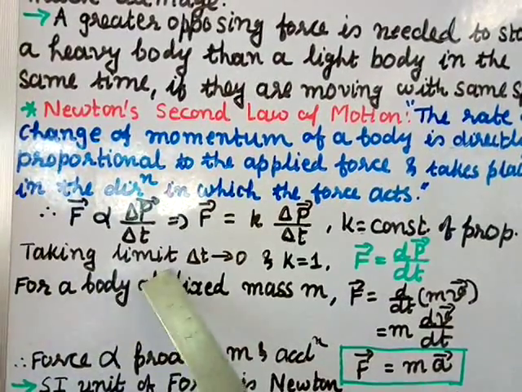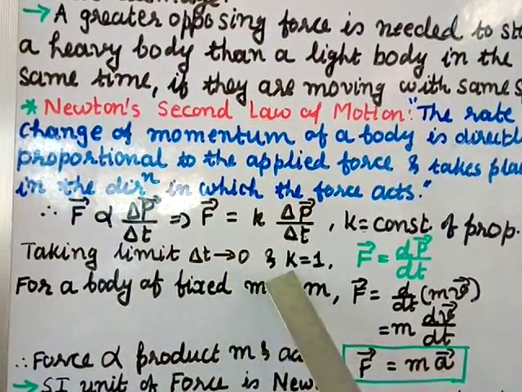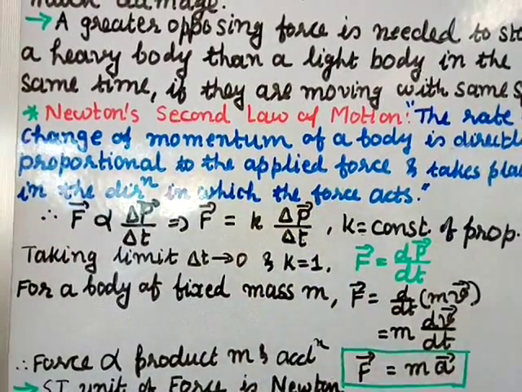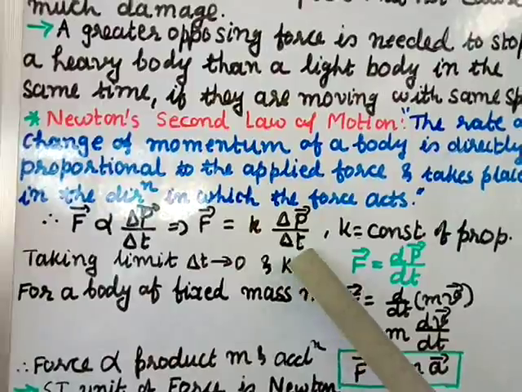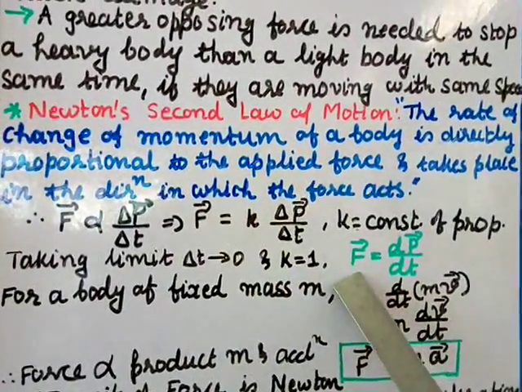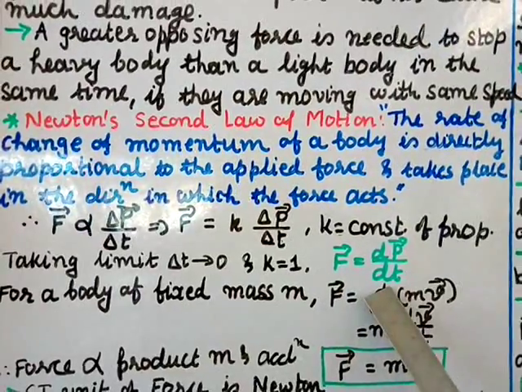Now if we take the limit delta t tends to 0 and the k value is 1. If you take delta t tends to 0, then in calculus this will become the derivative of p with respect to t, and k value is taken as 1. So this can be written as F is equal to dp by dt.